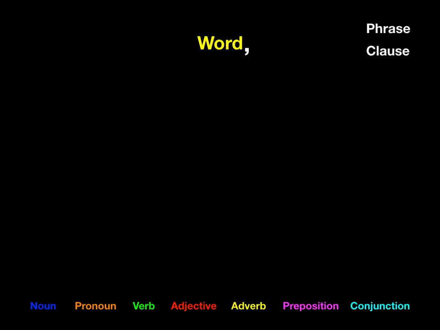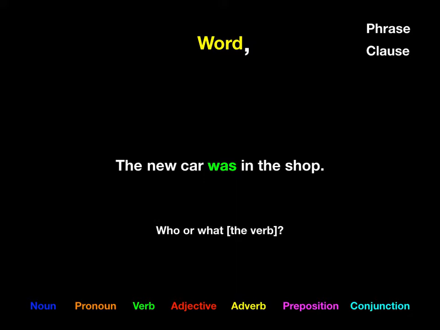Let's take a look at another sentence. The new car was in the shop. In order to begin analyzing this sentence, let's first find our verb and our subject, as then we will be able to identify if we have any introductory elements. Within this sentence, we should see that the verb is was. We can then identify our subject by asking ourselves who or what the verb. So who or what was in the shop? From this question, it's clear that car will be the subject of this sentence.